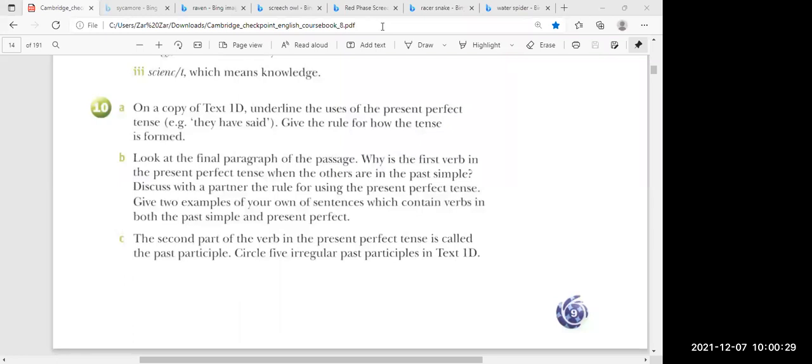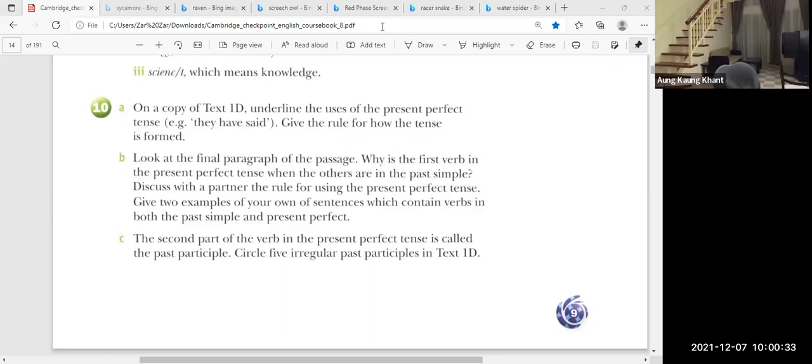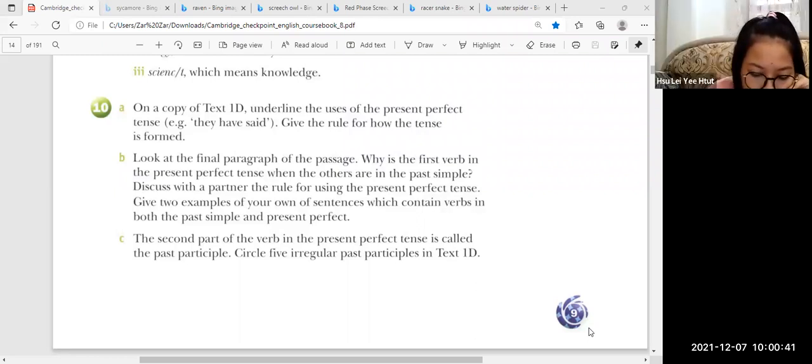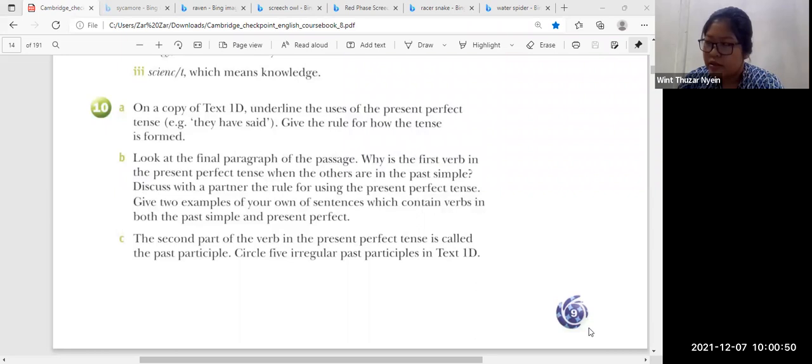Algal, have you finished your reading? Yes, I finished, teacher. Okay. Tule, have you finished your reading? Yes, I'm finding the definitions of the words that I don't know. Okay. And Algal?